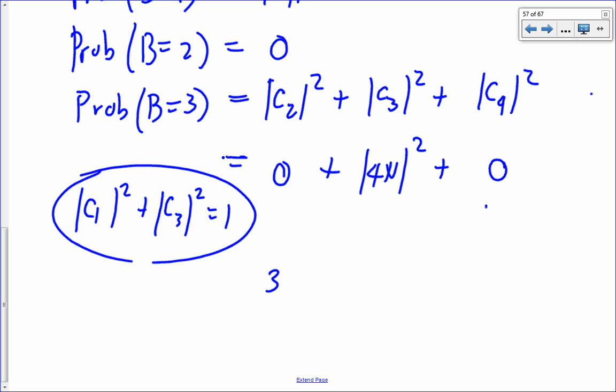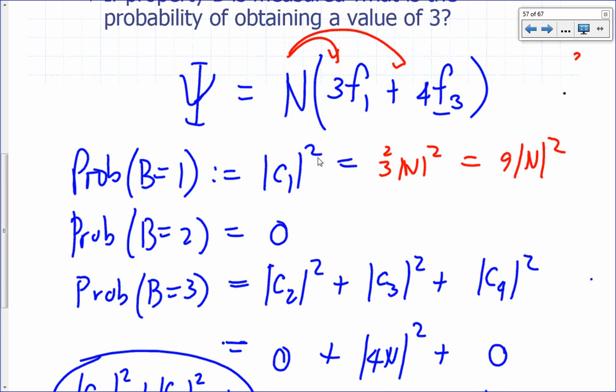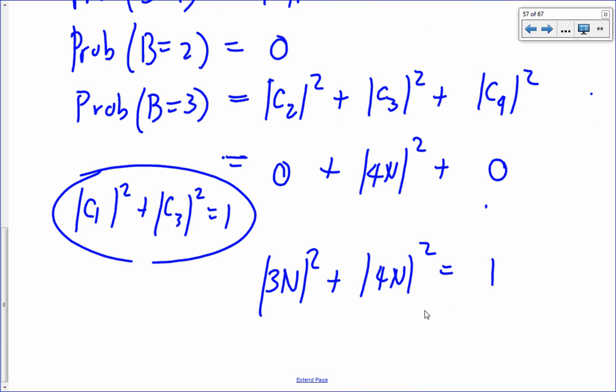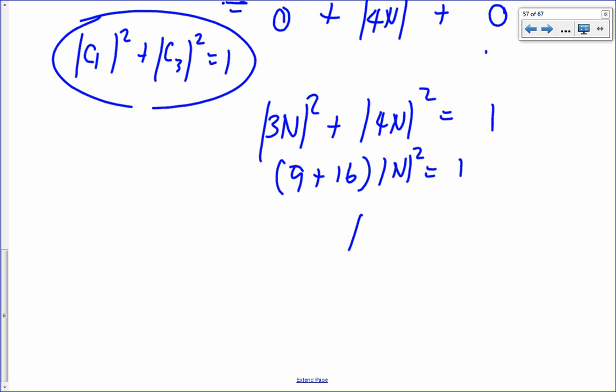So you have 3 times 3n absolute value squared plus absolute value of 4n squared is equal to 1. Okay? So that's C1 squared plus C3 squared must be equal to 1. So that's 9 plus 16 absolute value of n squared equals 1. So absolute value of n squared is 1 over 25. So absolute value of n is just 1 over 5.